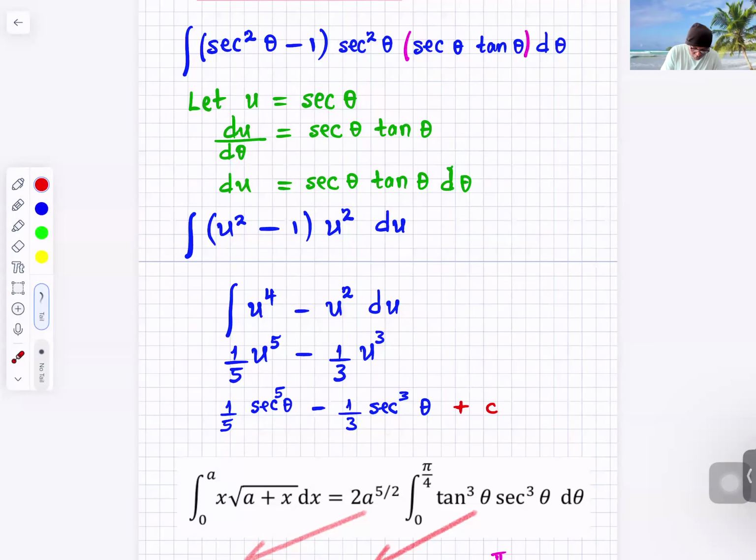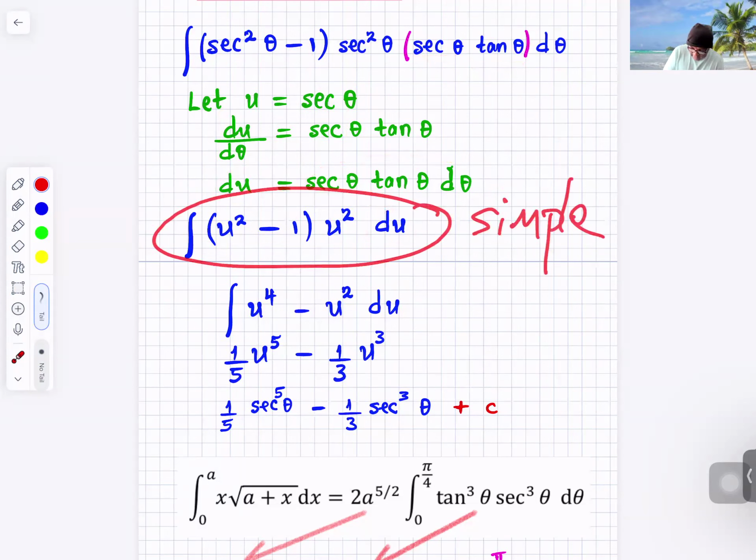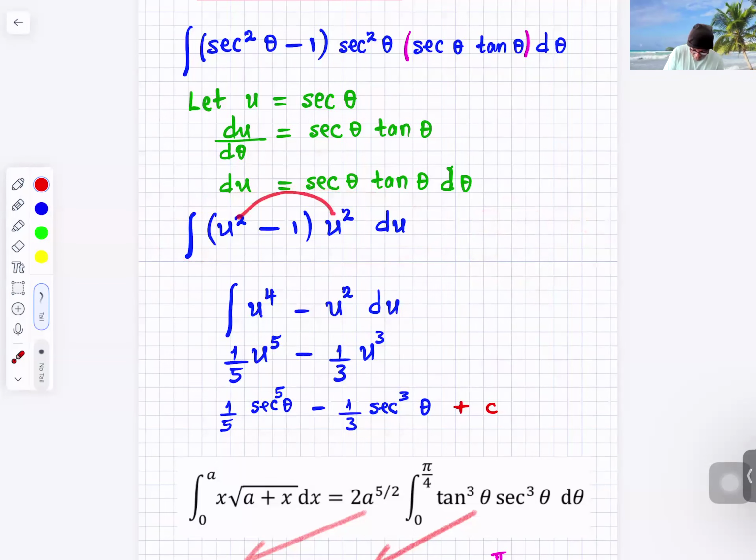So now, since sec theta is u, sec squared theta is u squared. So we have u squared minus 1, bracket, u squared, and sec theta tan theta d theta, all of that is the same as du. So we replace that with du. So we can see now what we got here is simple and easy to integrate. Remove the bracket: u squared times u squared is u to the 4, u squared times minus 1 is minus u squared.